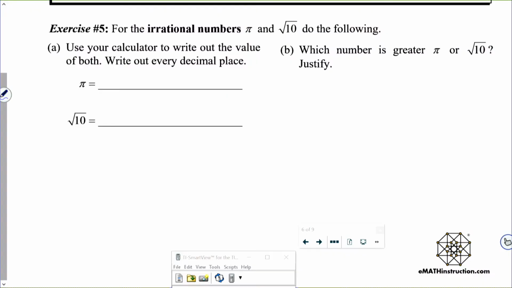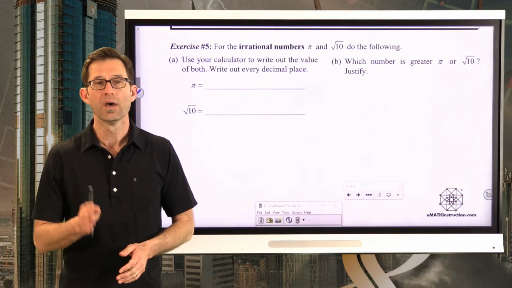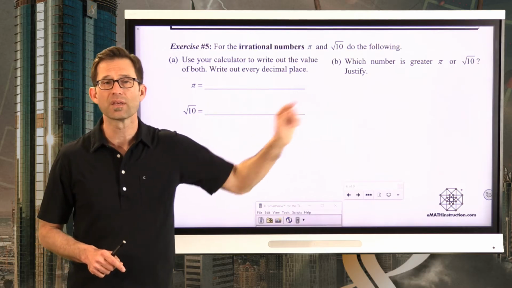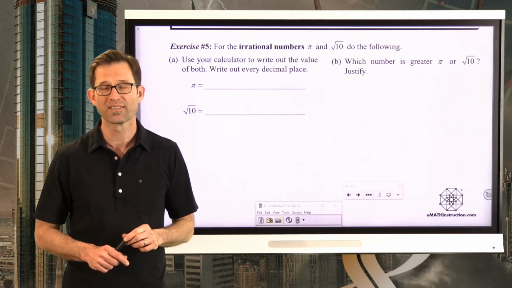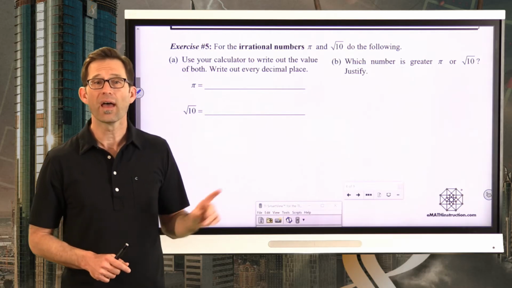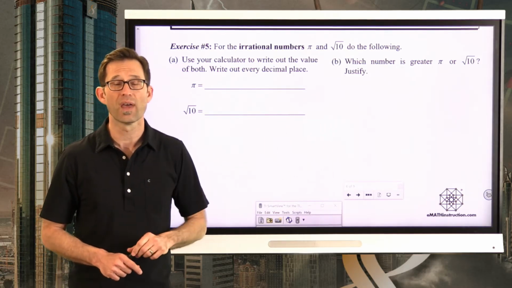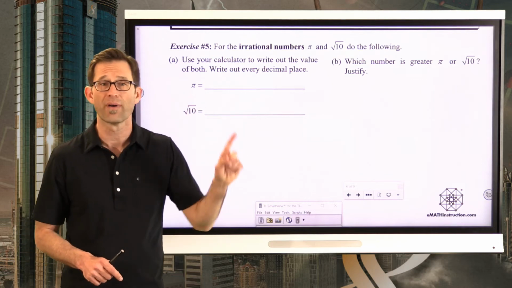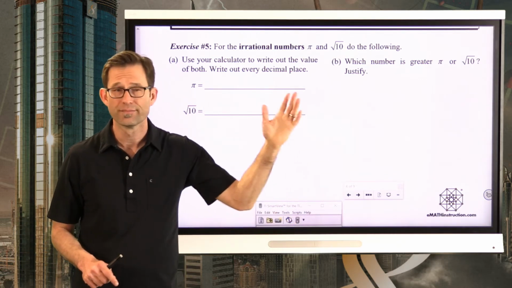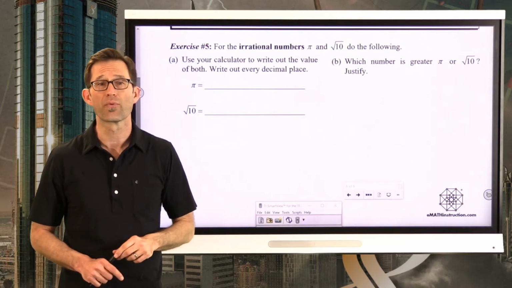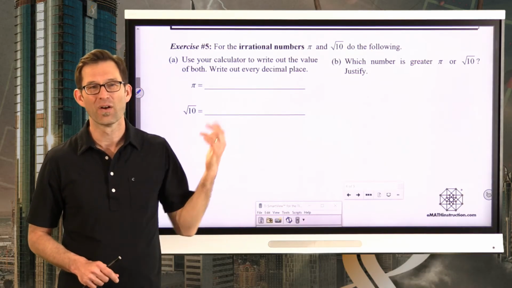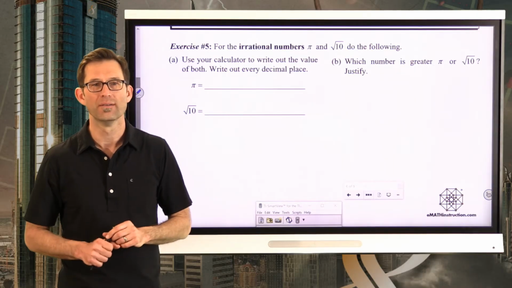Exercise number 5. For the irrational numbers pi and the square root of 10, do the following. Letter A, use your calculator to write out the value of both. Write out every decimal place. Awesome. Well, hopefully you won't need my help on this. Pause the video now, write down every decimal place that your calculator gives you for pi by finding the pi button. That's not bad anyway, we're going to need it in a few units. And then find out every decimal place for the square root of 10. Now remember, I'm not asking you for the square root of pi, like literally find the pi button, punch it, hit enter, and write down all the decimal places. It should start with 3.14 as a little hint. And then also find the square root of 10. Pause the video now.